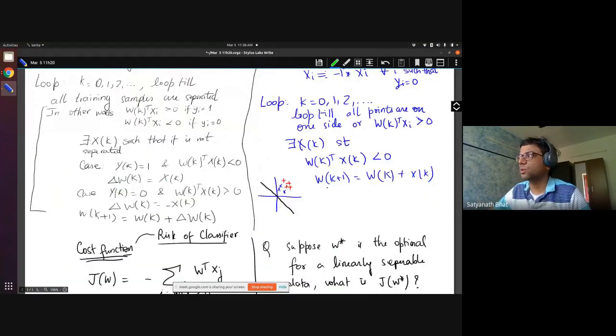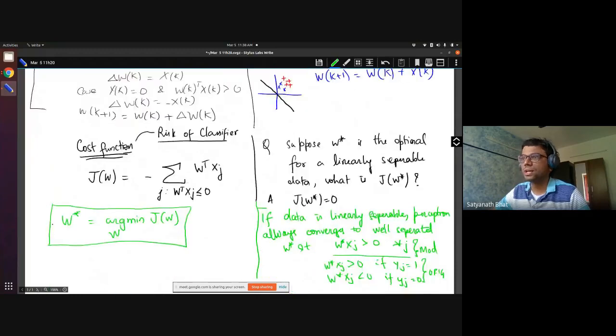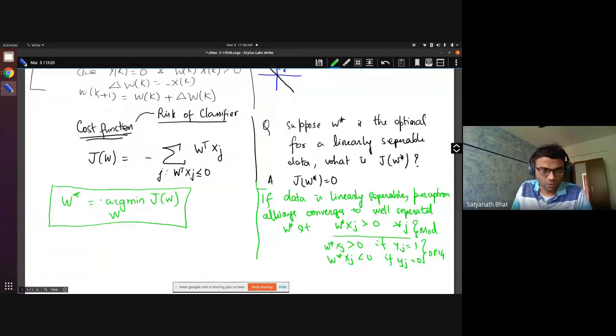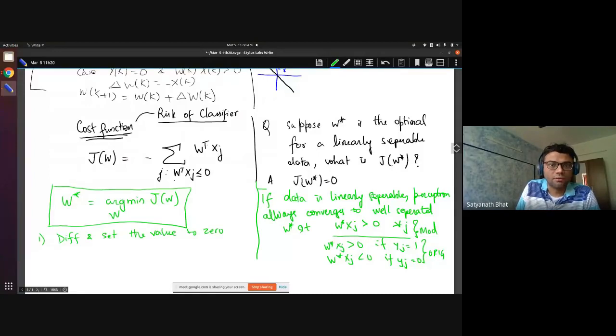We are doing this, and if it is linearly separable, we are assured of this. But if you were to think of it purely from optimization point of view, how do we optimize a function to get a minimum? Yes, differentiate and set the value to 0. That is one. There is a slight problem in that approach, because here we are not having a very nice function. This is a very discontinuous function, so this is going to be a little tricky to differentiate and set to 0.